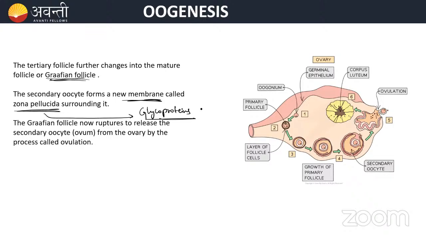Now on day 14, this Graafian follicle ruptures and the secondary oocyte is released from the ovary. And this process is known as ovulation. As you can see in the image, the Graafian follicle ruptures and the secondary oocyte is released. This process is known as ovulation. And the ruptured Graafian follicle forms a yellow colored body which is known as the corpus luteum. Later, this corpus luteum also degenerates and forms the corpus albicans.